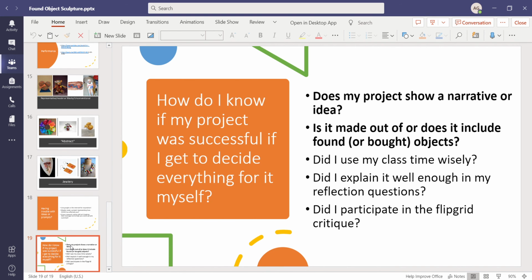Okay, how do I know if my project was successful if I get to decide everything for myself? Well, basically the two main things I'm looking for are, does my project show a narrative or idea? When you make this project and answer the self-reflection questions, is there an idea or story behind your artwork? The second one is, does it include or is it made out of a found object, one or more, or bought objects? Did you find something around your house? A couple things? Did you buy something to make it out of? Those are the two main requirements, so it's pretty open-ended.